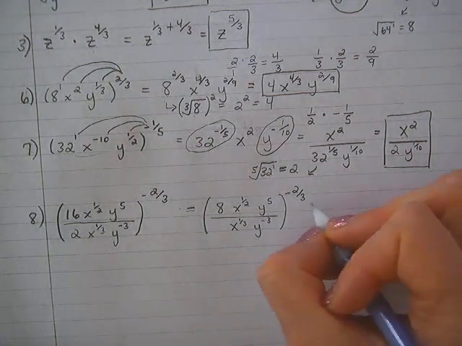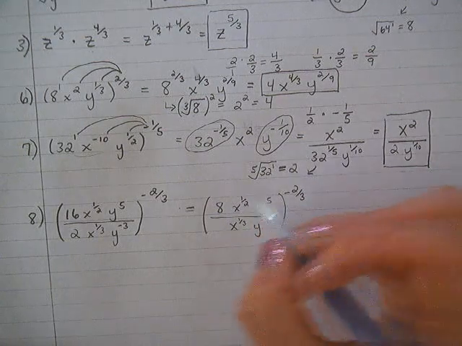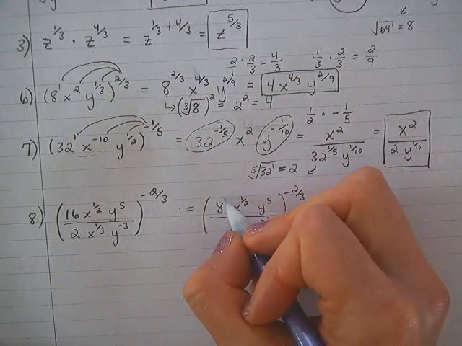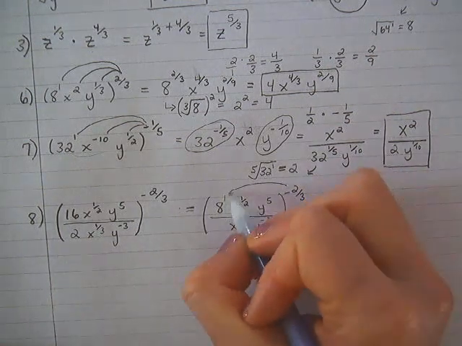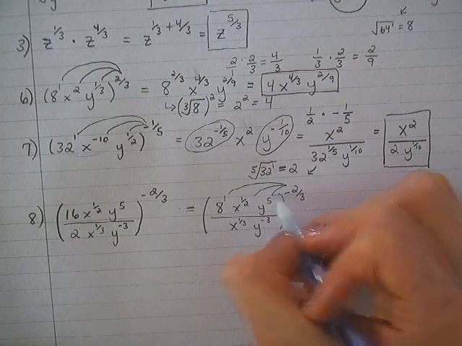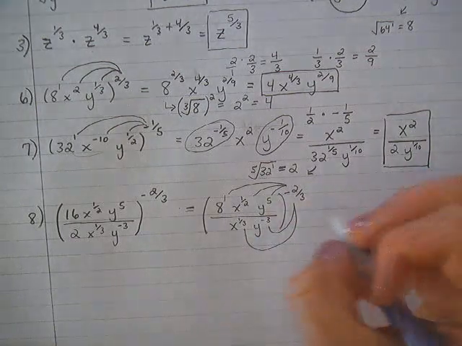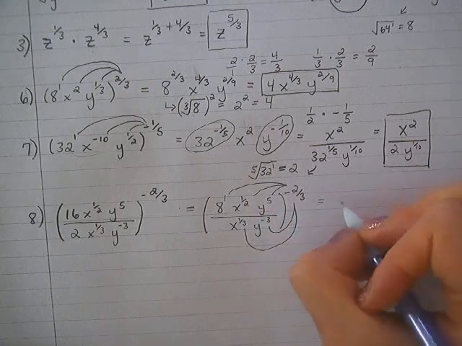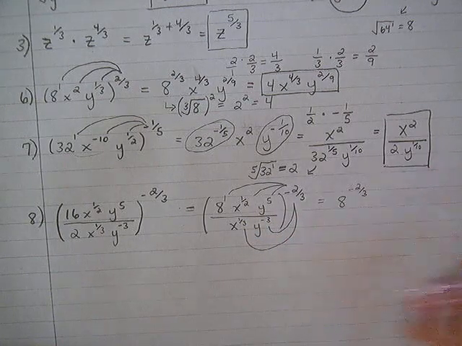Okay, so from there, you have a power or a bunch of powers to a power. So just like what we did in all the other problems, this 8 has a power of 1. You're going to multiply that power times every single power that's in that parentheses. Okay, so when I do that, it'd be 8 to the 1 times negative 2/3 is negative 2/3.